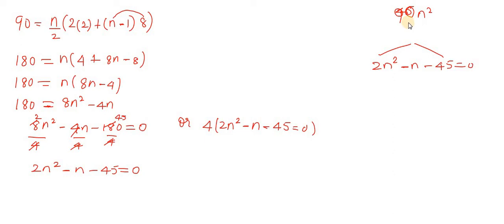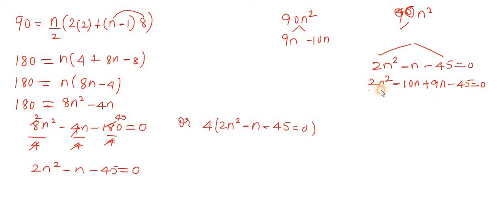Now split this into 2 terms such that the product of those numbers is 90 and the sum of those numbers is minus 1. So we can go ahead with 9n and 10n. 9 into 10 is 90, n into n is n square. So we take a minus and write 2n square minus 10n plus 9n minus 45, which equals 0.